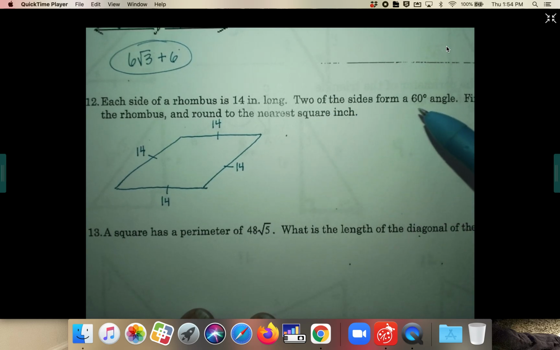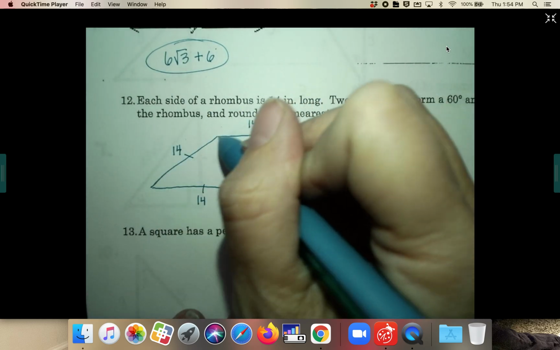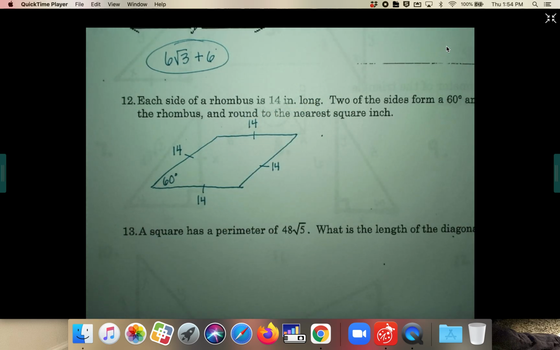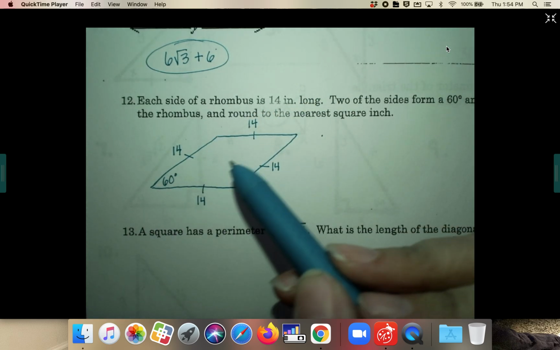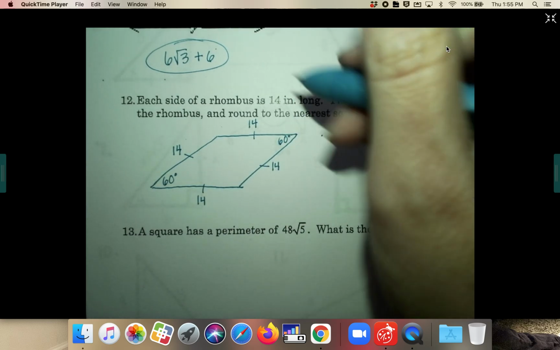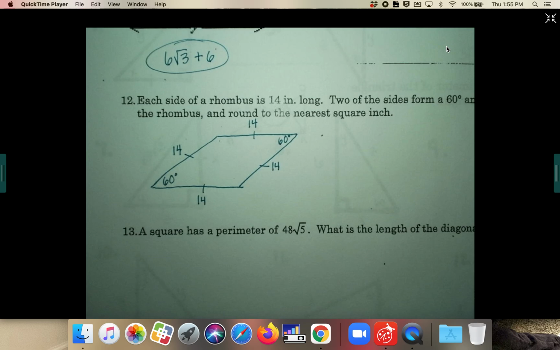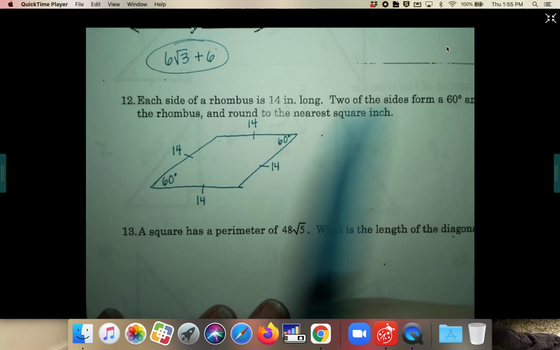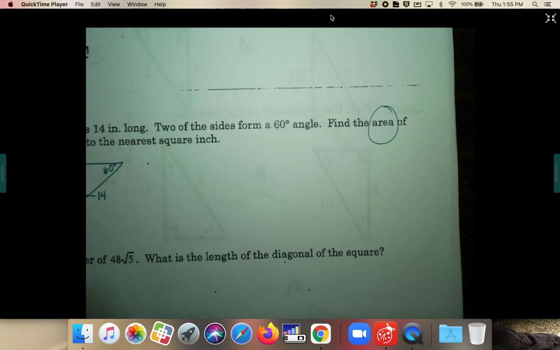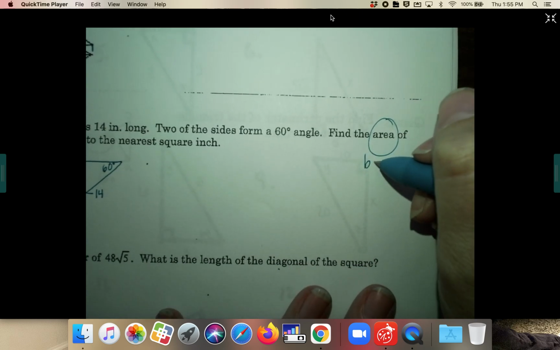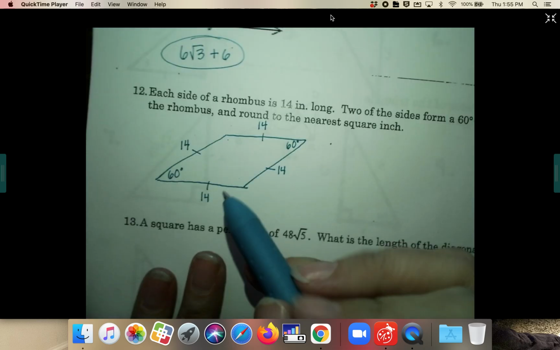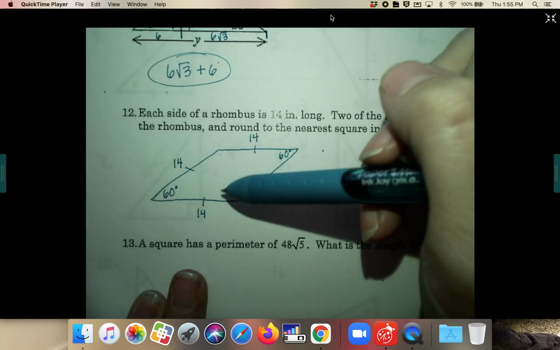Two sides form 60-degree angles, so these two sides form a 60-degree angle. What we also know about a rhombus, it doesn't really matter, is that the opposite angles would be the same, so this one would also be 60, and these two would be 120. I don't think that matters. Find the area. Okay, we have not talked about area of a rhombus, but I'm going to go ahead and tell you that it is just like a square, base times height. The problem is we have the base. The base is 14. We don't have a height.